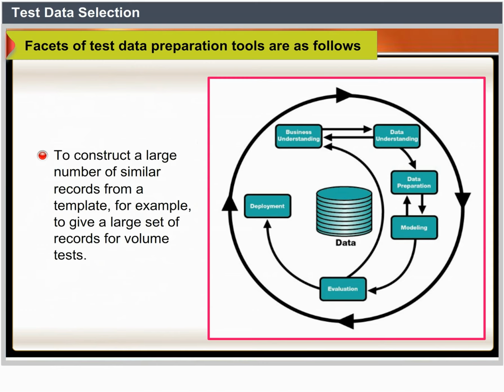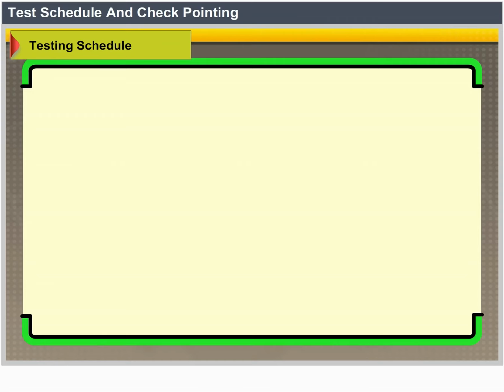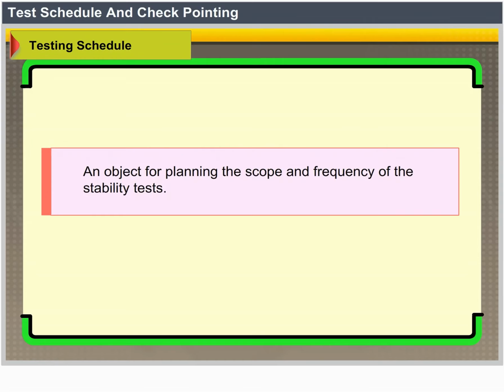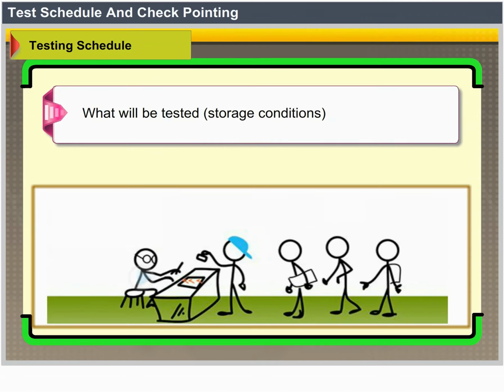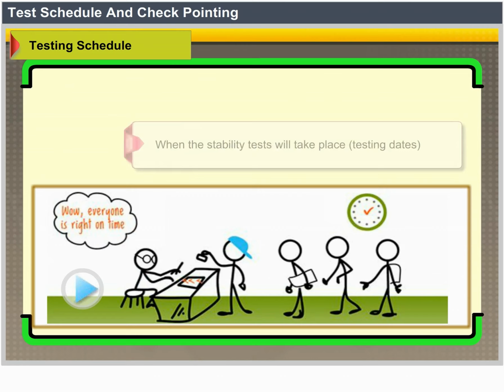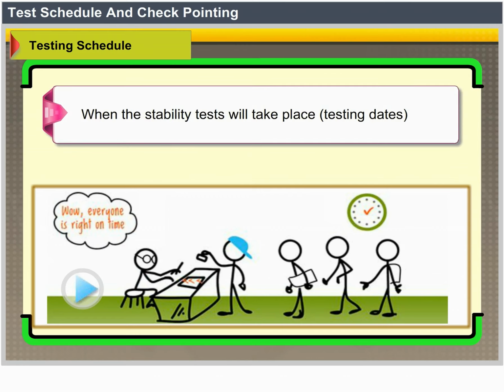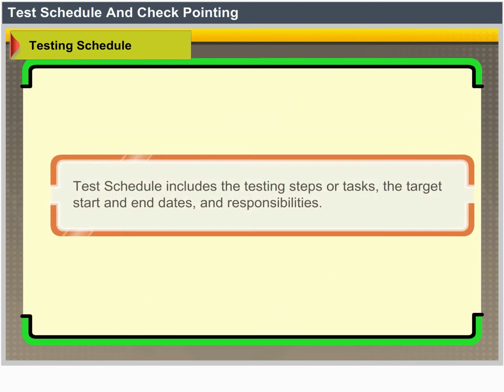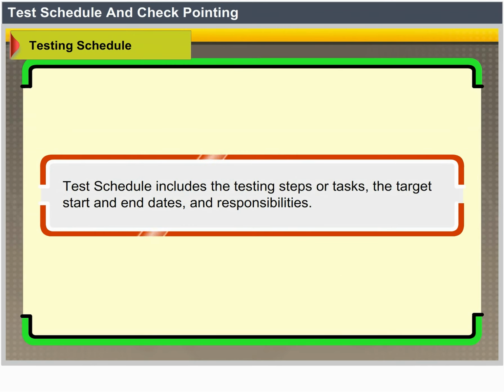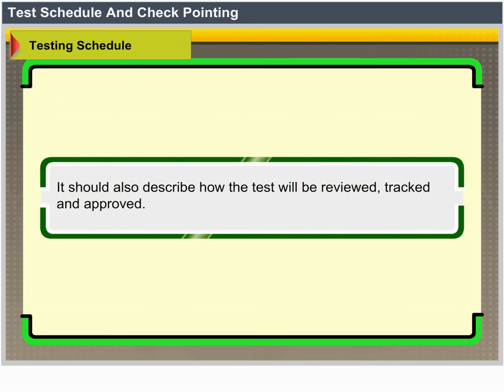Testing schedule: an object for planning the scope and frequency of the stability tests. The testing schedule specifies what will be tested, storage conditions, when the stability test will take place, testing dates, and how the test will be performed. The test schedule includes the testing steps or tasks, the target start and end dates, and responsibilities. It should also describe how the test will be reviewed, tracked, and approved.